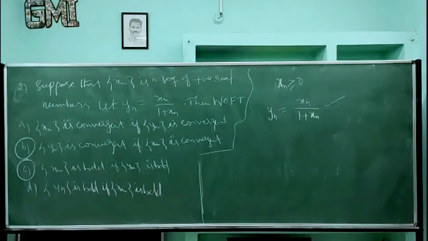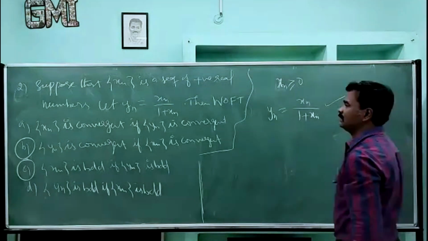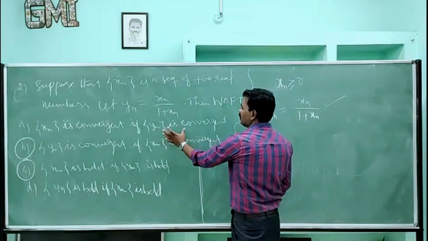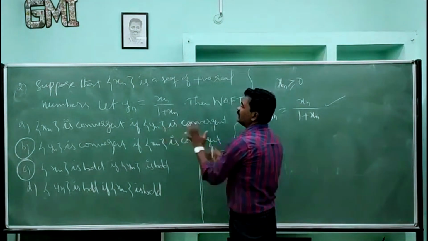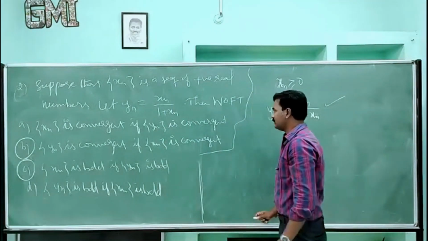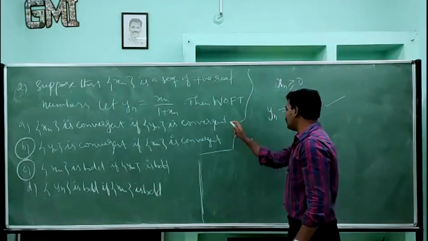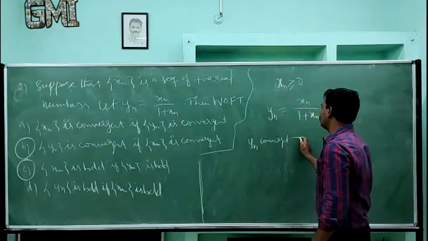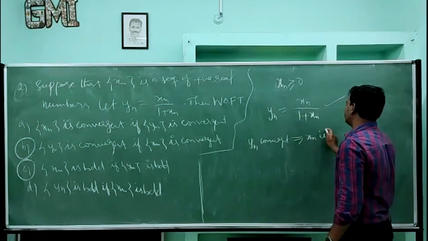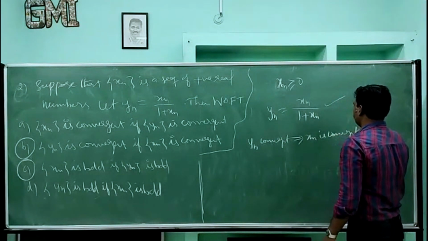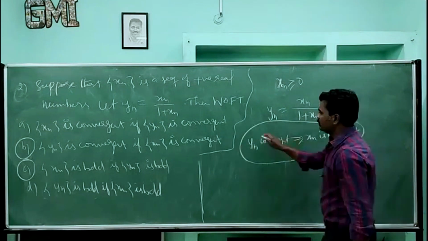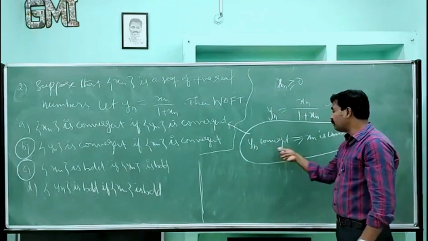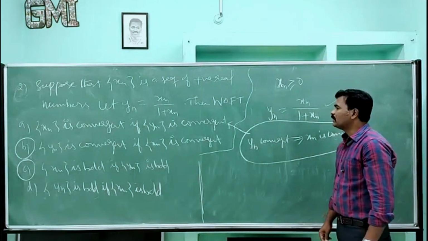So the first option is false. Why is the first option false? What is the meaning of the first option? Whenever yn is convergent, this implies xn is convergent. This is the meaning of the first statement. Right? P implies Q.